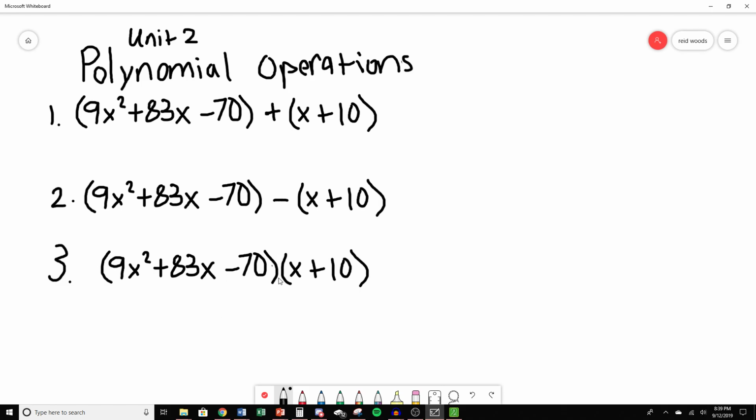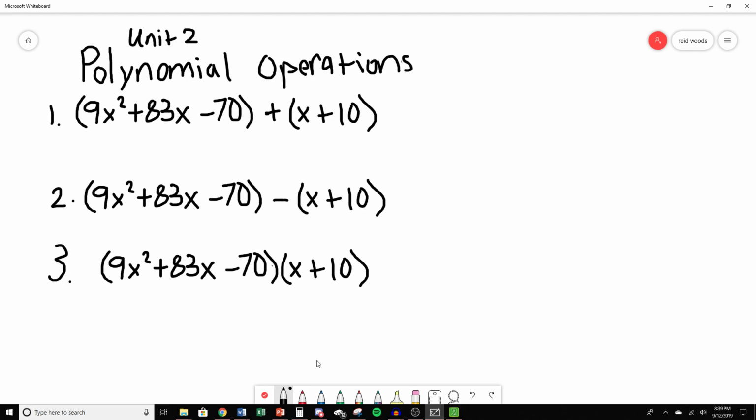For those that are still struggling with this, understand number 3 is multiplication. We don't see a symbol between the parentheses, and that means that we are multiplying. When we see a symbol, it tells us what to do. Here I'm subtracting because there's a minus sign between these. Here I'm adding.